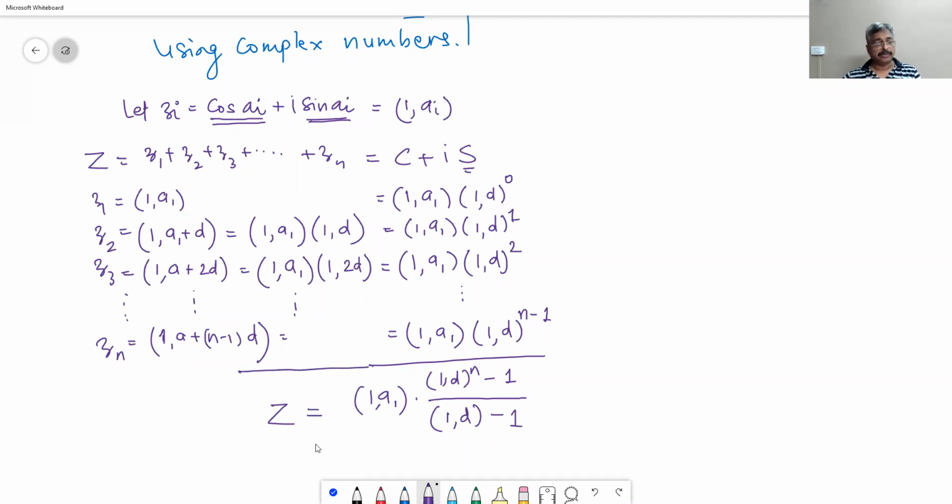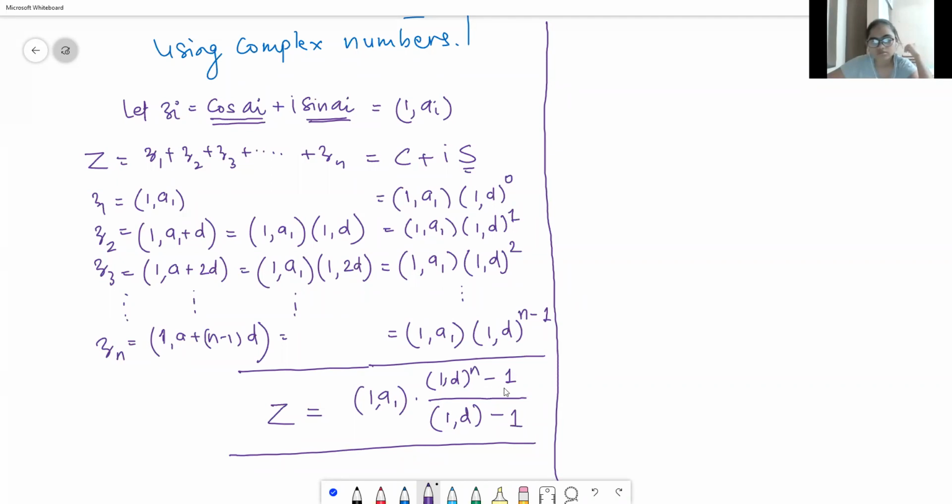Check whether you have understood up to this point. Tell me, have you understood so far? Nothing much has happened yet. We have just said that the summation can be represented like this, where a1 is the first term, d is the common difference, and the total number of terms is n. So up to this point everybody is clear.